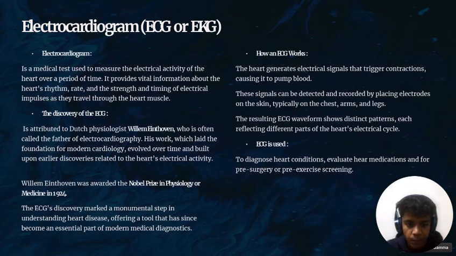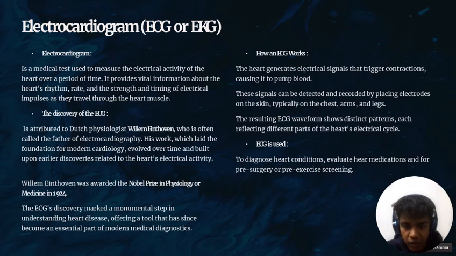the heart muscle. The discovery of ECG was done by the Dutch physiologist known as William Beethoven, who is often called the father of electrocardiography. He was also awarded the Nobel Prize in Physiology or Medicine in 1924. The discovery of ECG marked a monumental step in understanding heart diseases, evaluating medications, and many more, offering a tool that has since become an essential part of modern medical diagnostics.